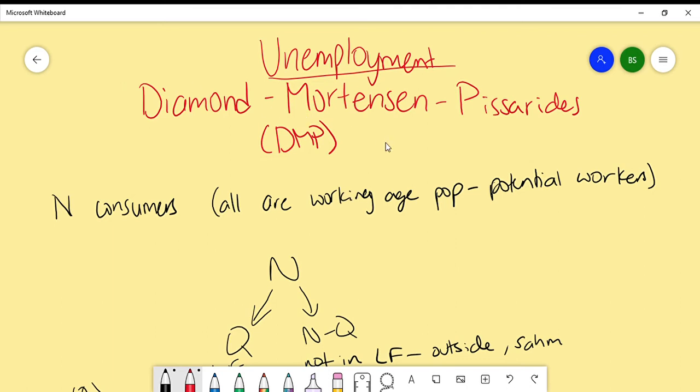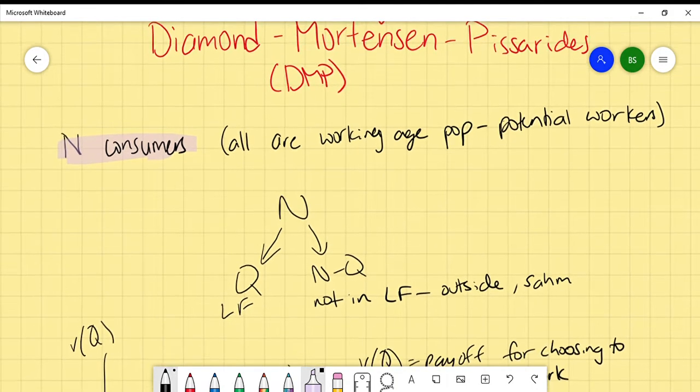Okay, so now we are doing another unemployment model. This is called the Diamond Mortensen Pissarides model, DMP for short. In this model, we have n number of consumers, and these are all working age populations, so like potential workers. Of those n, you can either be in the labor force or not in the labor force.